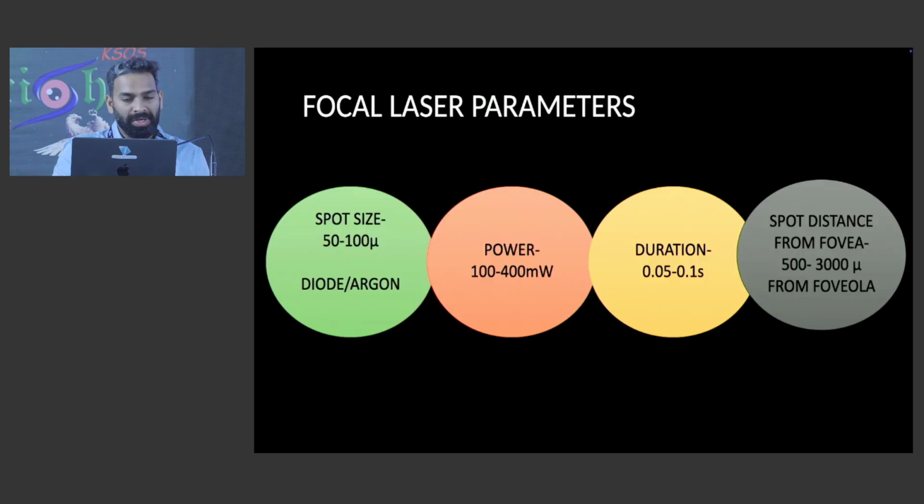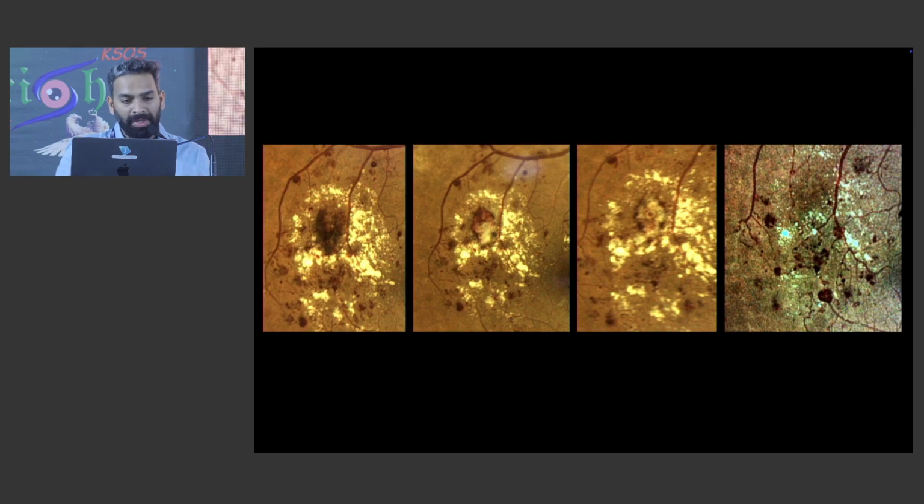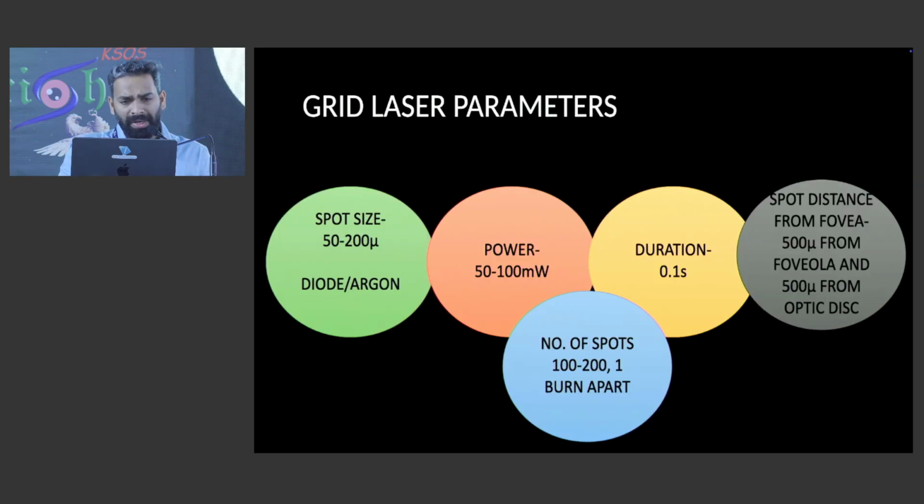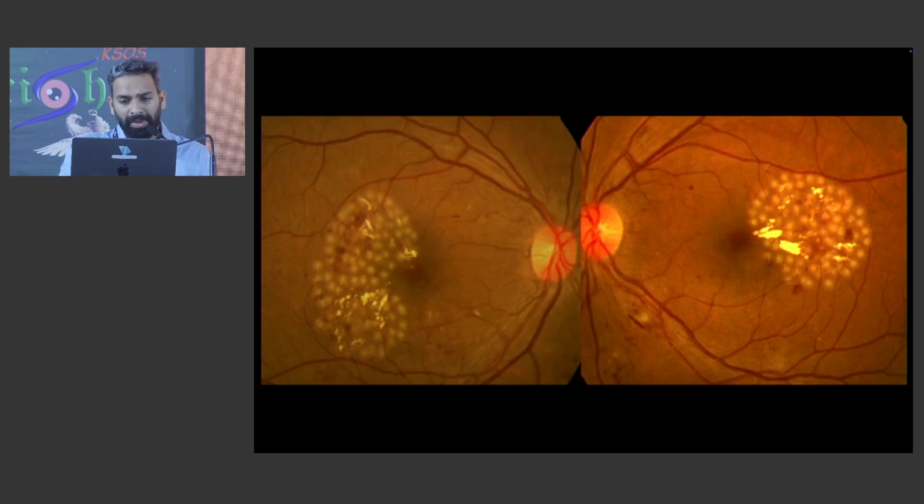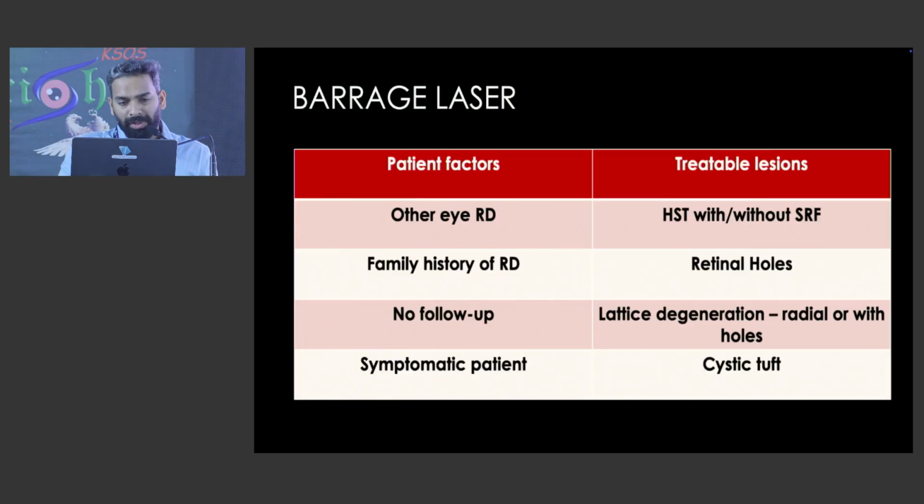For focal grid photocoagulation, the spot size should be reduced to 50, and power should also be reduced to 50. The duration should be less, and you need a grade 1 type of burn. Here you can see a focal laser that has been applied, and around 4 months later, the hard exudates also go. Grid laser can be used for macular edema, and these are the complications.